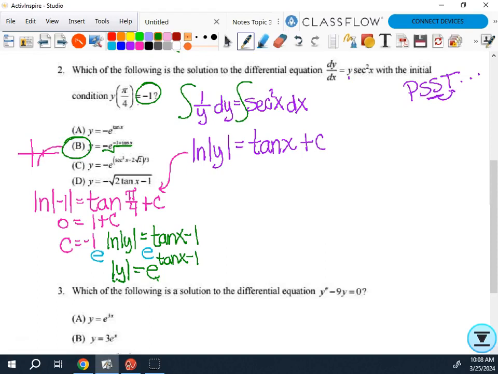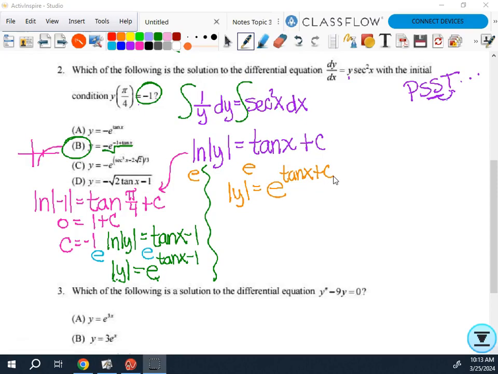Okay, now let's work it the other way. So this is one way to do it. Here is another way to look at it. Let's go ahead and solve for y here, which means I'm going to make e the base down here. So e to the natural log of the absolute value of y is going to give me the absolute value of y equals e to the tangent of x plus c.